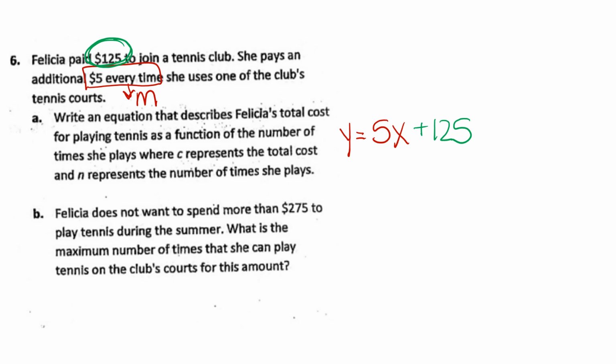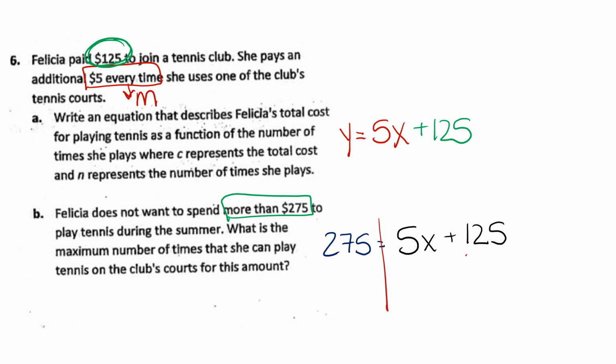So for letter B, it tells us that she does not want to spend more than $275. So we need that to be our total, $275. And so we need to figure out what that missing value is. How many times can she play tennis? So when we are solving this problem, we work backwards. Instead of the plus 125, we do a minus 125. 275 minus 125 is going to get us to 150.